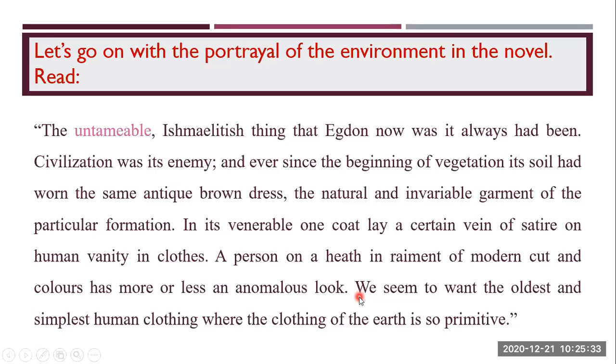Who speaks? The narrator. What does he describe? He describes Egdon Heath. What does he say? He explains that Egdon Heath, the land of Egdon Heath, did not change. The nature of its vegetation did not change, and that affects its color, which is brown. And the reference that the clothing of the earth is so primitive emphasizes the idea that the land is meant by Hardy to be ancient.